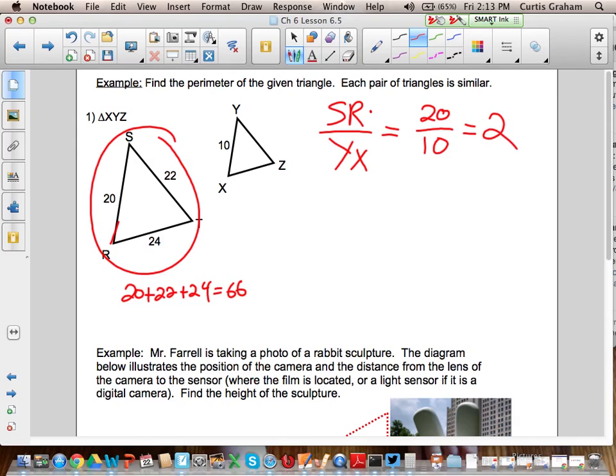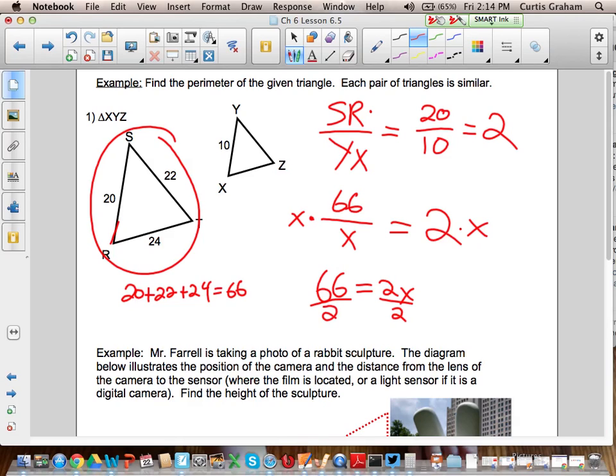So if the perimeter of my first triangle is 66, I don't know what the perimeter of my XYZ triangle is, but I know that it should equal 2. So I can use some basic algebra, multiply by x, 66 is equal to 2x. Some of you guys might have already said, well, if I just take half of the perimeter of the other triangle, I'll end up with my answer, and you were correct. X is equal to 33. Okay, let's look at another one.